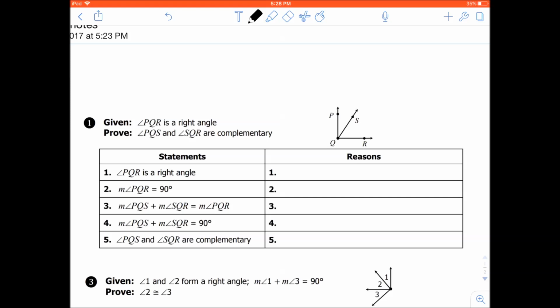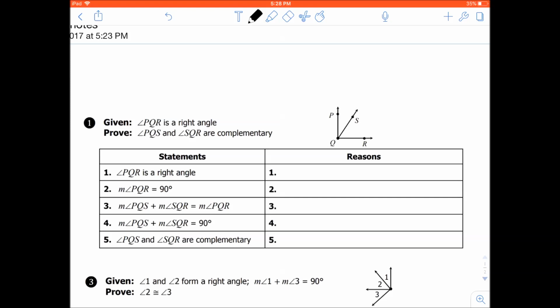So the first thing you're going to want to do is rip off the front page of your packet where you've got all of the different reasons we can use, the different theorems, the postulates, and the definitions. And we're going to follow the same 3 important steps here that we followed when we did segment proofs. And the first thing was anything we knew right away, we would mark in the picture.